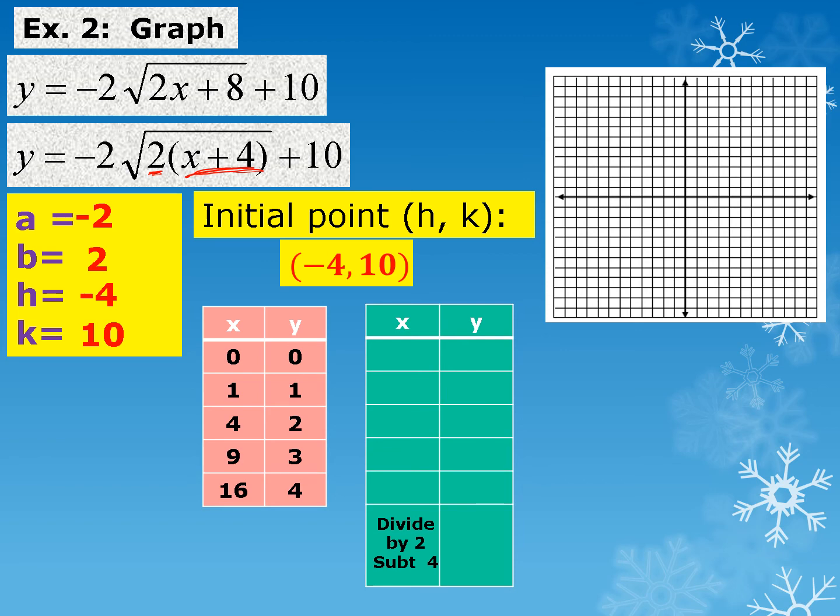So 0 divided by 2 is 0, minus 4 is negative 4. 1 divided by 2 is 0.5, minus 4 is negative 3.5. 4 divided by 2 is 2, 2 minus 4 is negative 2. 9 divided by 2 is 4.5, minus 4, 0.5. 16 divided by 2 is 8. 8 minus 4 is 4. So that's how we go from old x's to new x's. To go from old y's to new y's, we're going to multiply by negative 2 and add 10. And so we get the following values. And then we simply graph the points, connect the dots, and there's your curve.